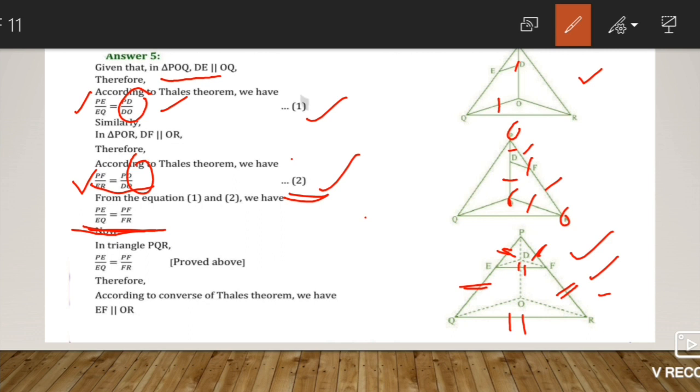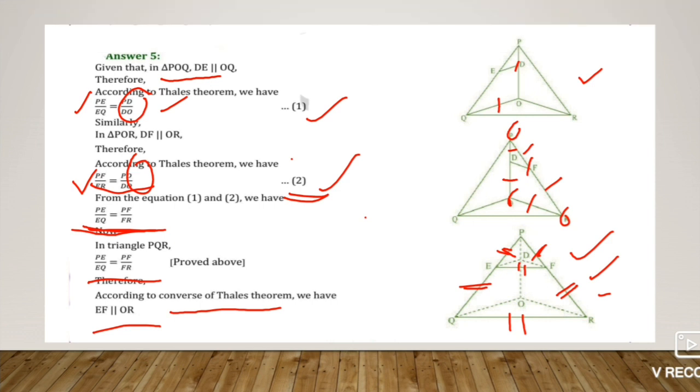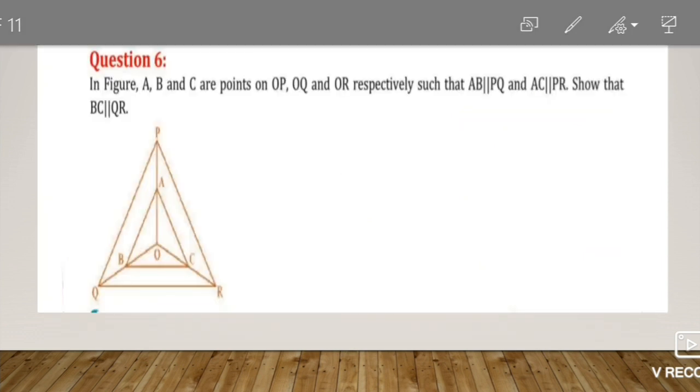Okay, so in the triangle PQR, PE by EQ is equal to PF by FR. So therefore, by the converse BPT theorem, EF is parallel to QR. Okay, in this way you have to solve question number 5. Now let us check question number 6.